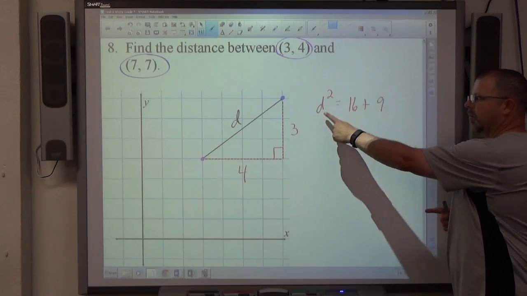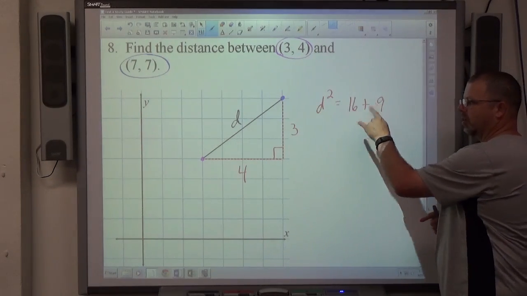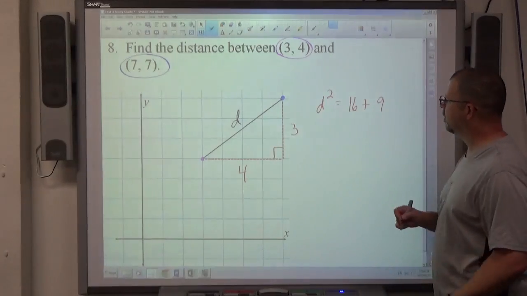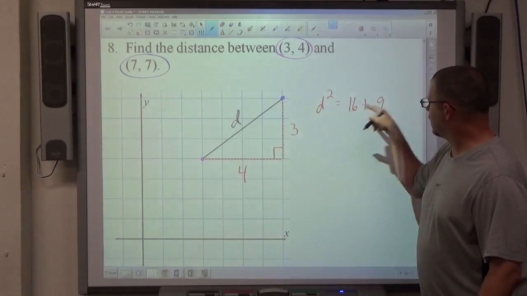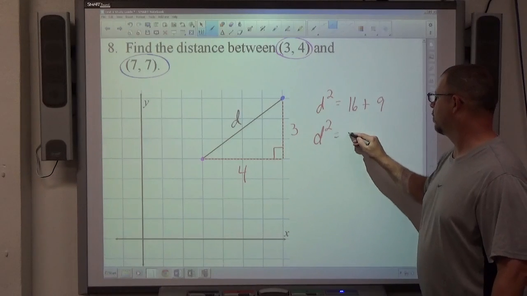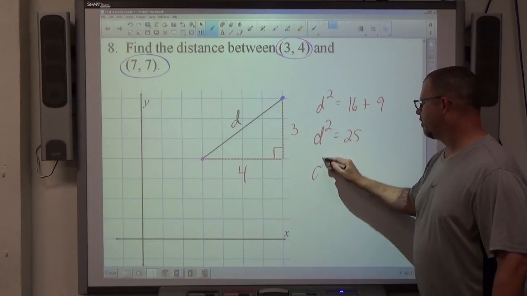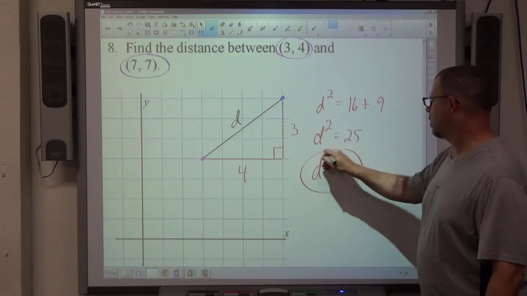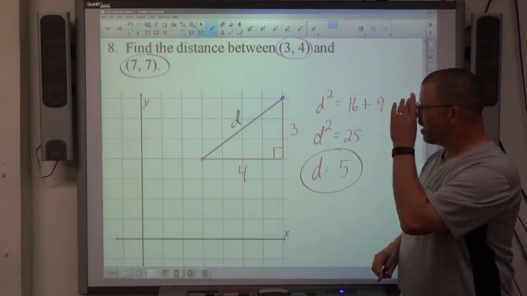It's always hypotenuse squared equals leg squared plus leg squared. The legs will be the non-slanted sides. The hypotenuse will be the slanted side. Squaring 4 and 3 makes 16 and 9. D squared equals 25. And so therefore D is going to equal the positive or negative square root of 25. We only take the positive square root since D represents a distance.